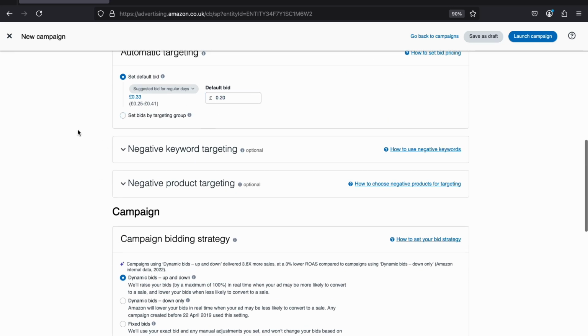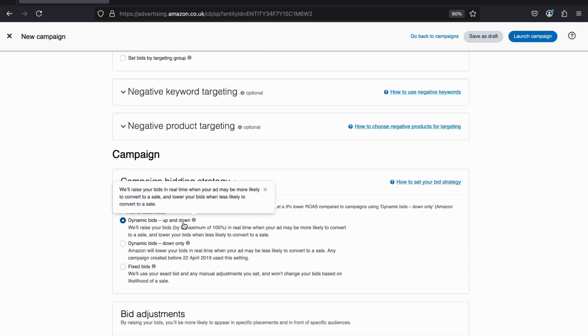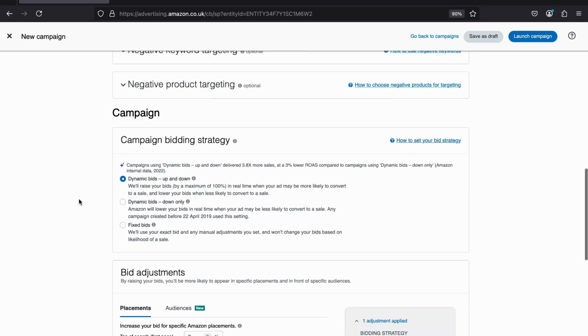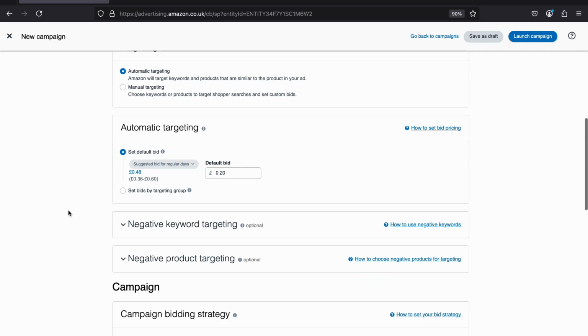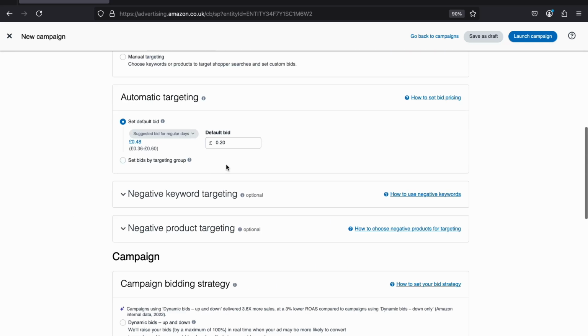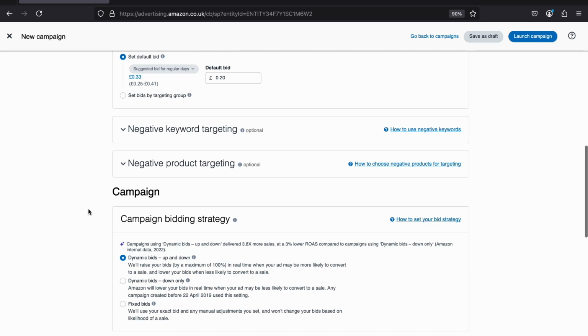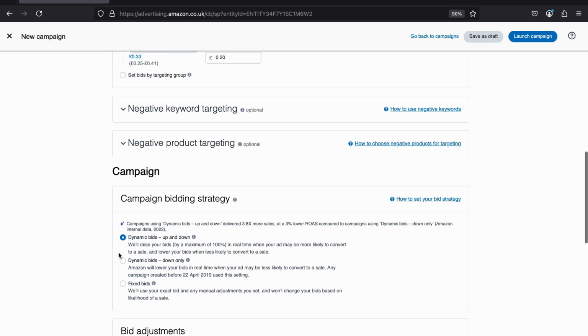So exactly how this default bid behaves. Now, depending on which of these bidding strategies you choose, it will change the recommended bid. So if I go for dynamic bids up and down, it will suggest that my default bid is 33p. But if I change this to dynamic bids down only, it would change this to 48p, because basically we're saying 48p or below for down only. Whereas if it's dynamic bids, we're giving that freedom to potentially bid more, and therefore Amazon recommends a lower default bid. But again, it's entirely up to you.